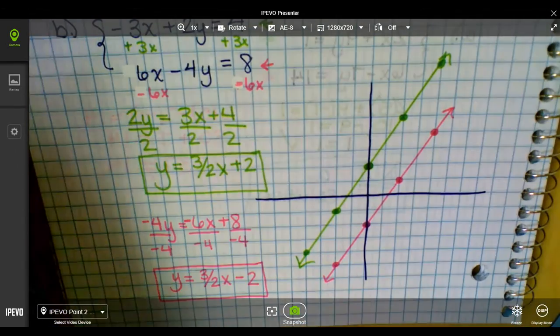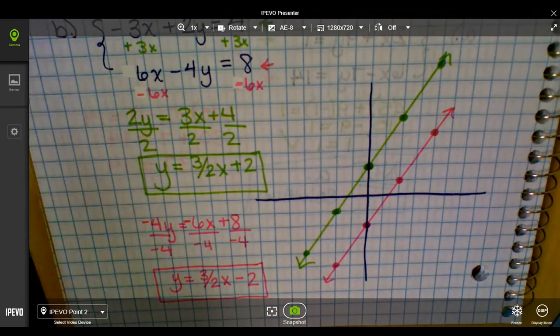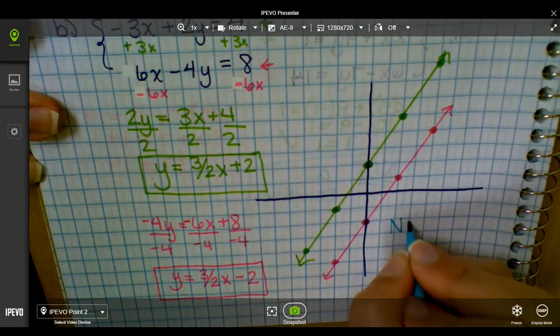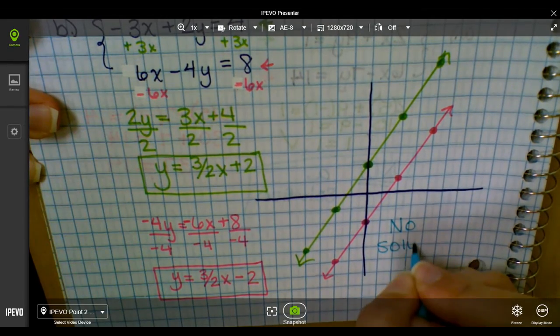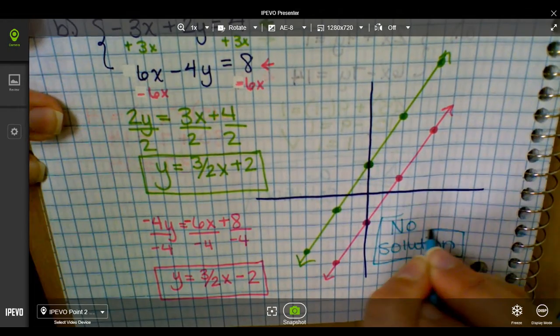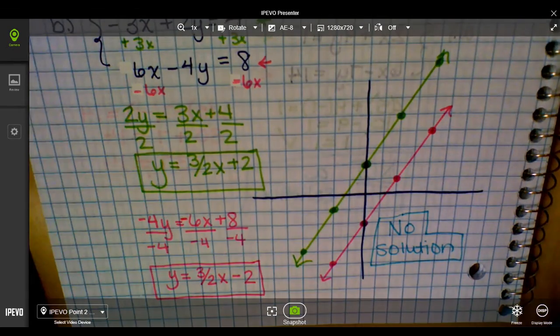Okay, so if I have parallel lines, then the question becomes, what's going to be my solution? What ordered pair is going to make both of these guys true? And if they do not cross, that means they have no solution. So these ones are no solutions. Parallel lines never cross by definition, so they are no solution. So that's why I had to change that one sign just to give you that example.